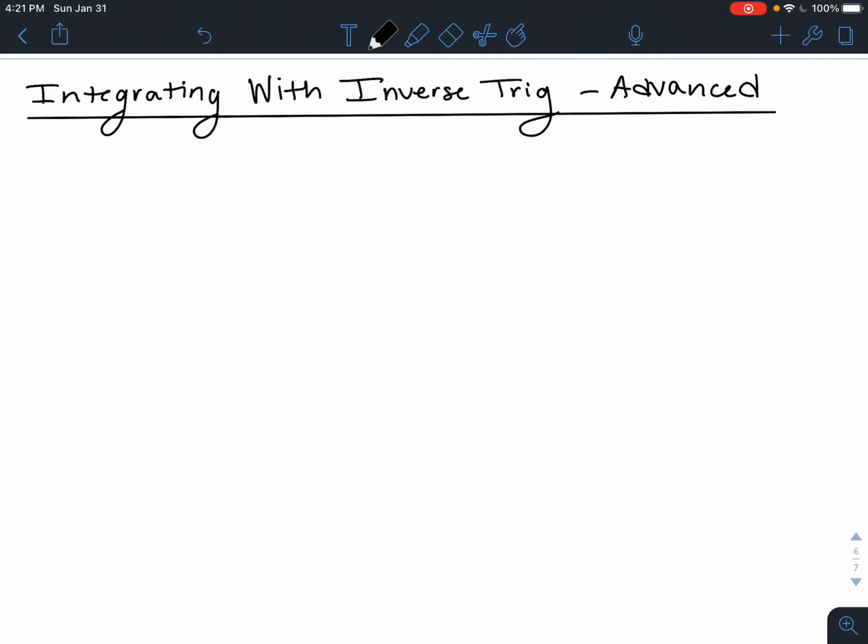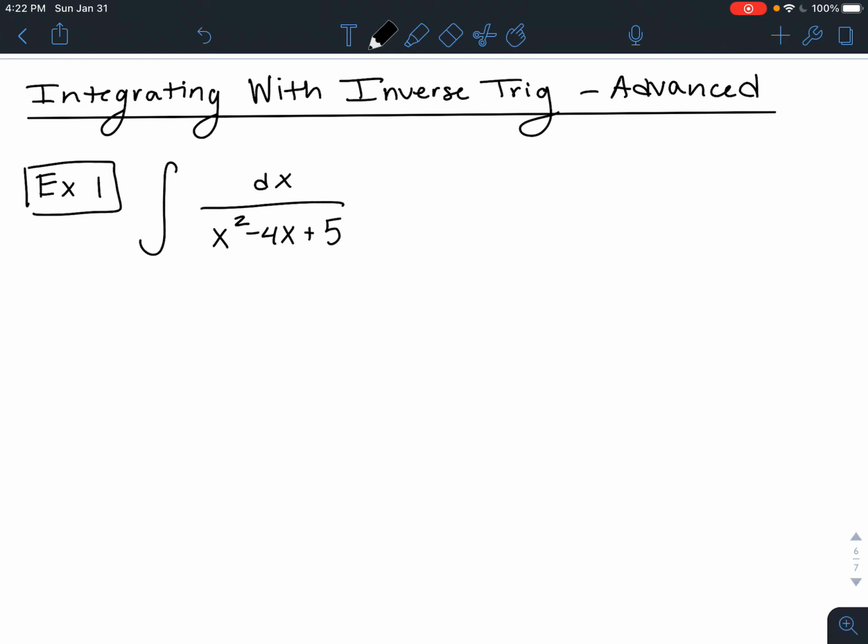So inverse trig and integrals, you need to be able to recognize those basic patterns from their derivatives, but sometimes they're not as straightforward as you think. So I'm just going to go through a couple of examples of when you have to use more advanced techniques to get those inverse trig integrals to pop out. The first one I'm going to do today is the integral of dx over x squared minus 4x plus 5.